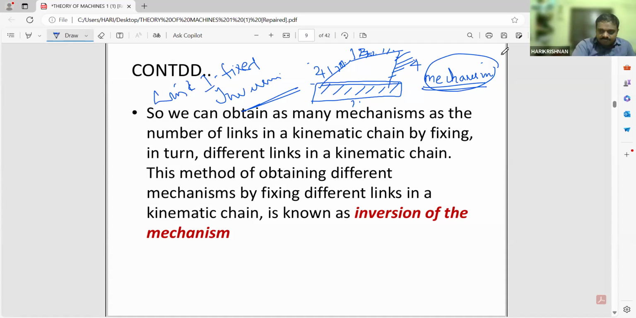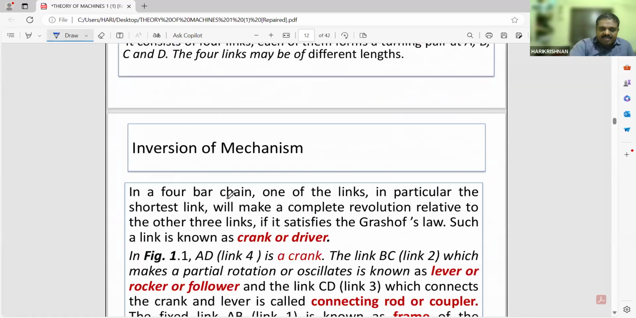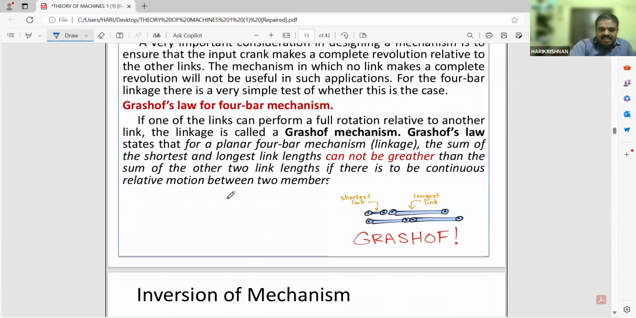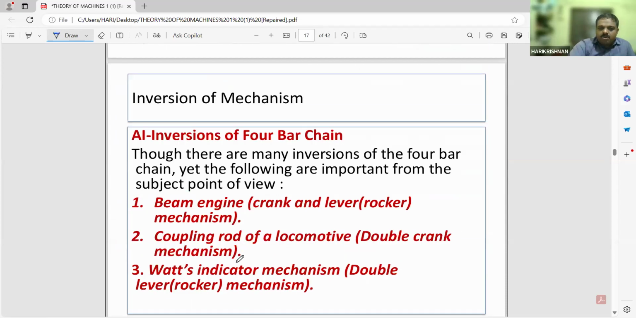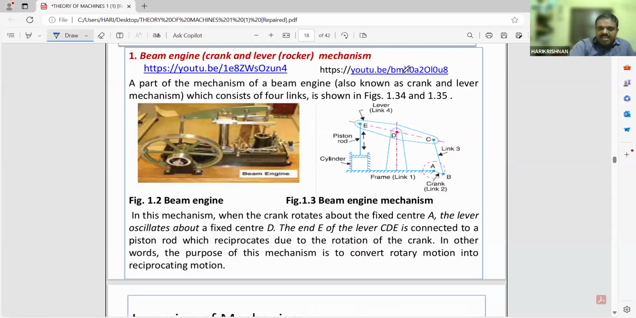Okay, this is what we have studied in the last class. Now we have gone with the 4-bar mechanism and the basic idea of the 4-bar mechanism, and then we have studied inversions of the 4-bar mechanism. Basically, for inversions we have studied beam engine, coupling rod of locomotive, and Watt's indicator mechanism. This we have already discussed in the last class with these figures, and I have already shared a YouTube link also with this.